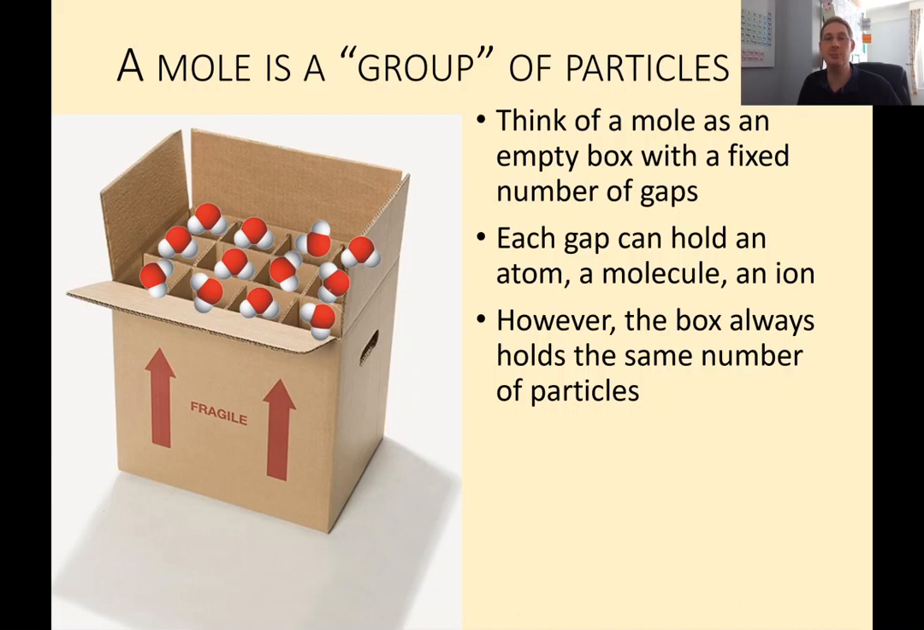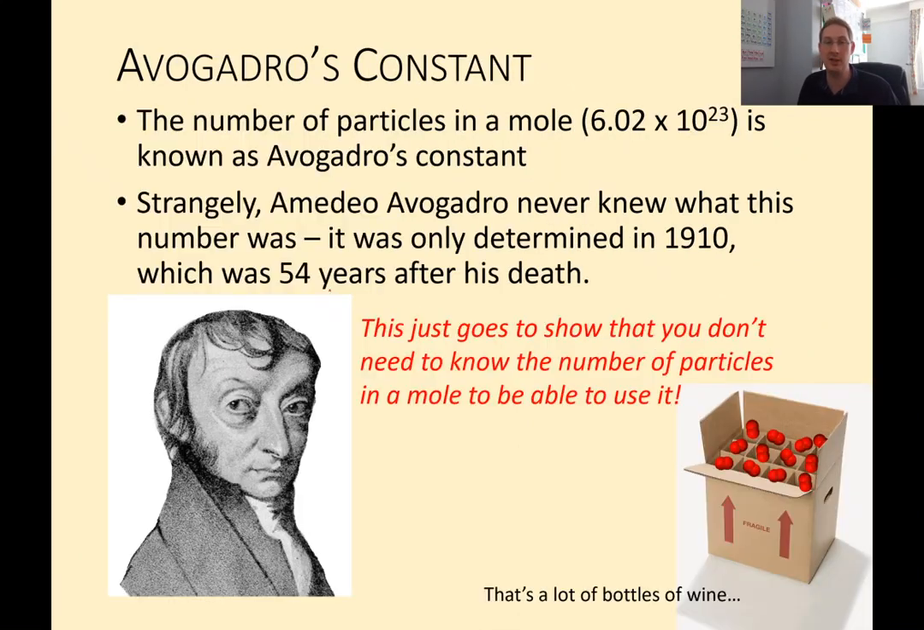The crucial thing is that a mole always has the same number of particles. That number of particles, which you do need to know, it's going to be helpful if you know that number, so you're not always having to look it up, 6.02 times 10 to the 23, that's Avogadro's constant. And the interesting thing is that Avogadro never actually knew that number. It was only determined 54 years after his death in 1910. You don't need to know the number of particles in a mole to be able to use it. And that's why when students define the mole as 6.02 times 10 to the 23, they're kind of missing the point.